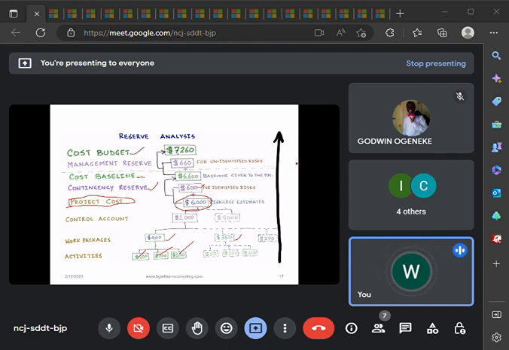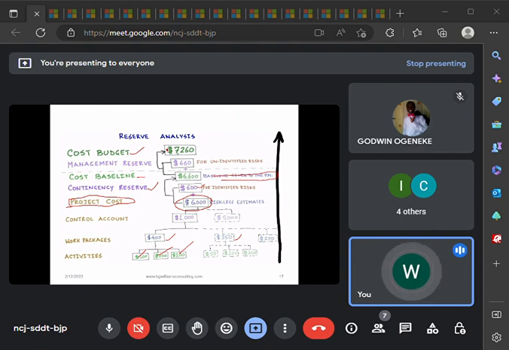Your cost baseline mathematically is equal to project cost plus contingency reserve. And we said that the cost baseline is now that approved cost of money that the project manager has control over. So you can now see that this is the money that the management will approve and give to the project manager to spend to take care of the project as a whole.